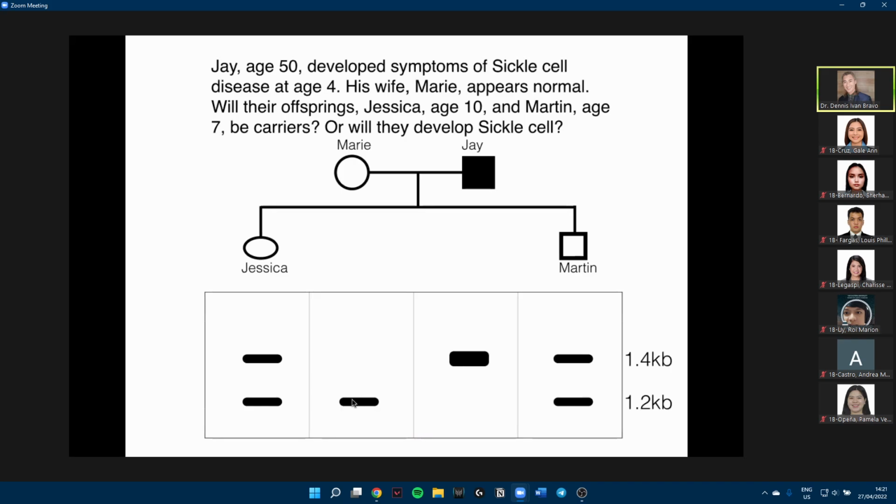Mary, all of her genes are normal, so she is homozygous for the normal variant, while Jay, all the globin genes have the point mutation, so he is homozygous for the mutation. So for the children, this obviously comes from the father, and this comes from the mother. The same would be true for Jessica. So both children are heterozygous for the point mutation. So they might have some mild symptoms of sickle cell.